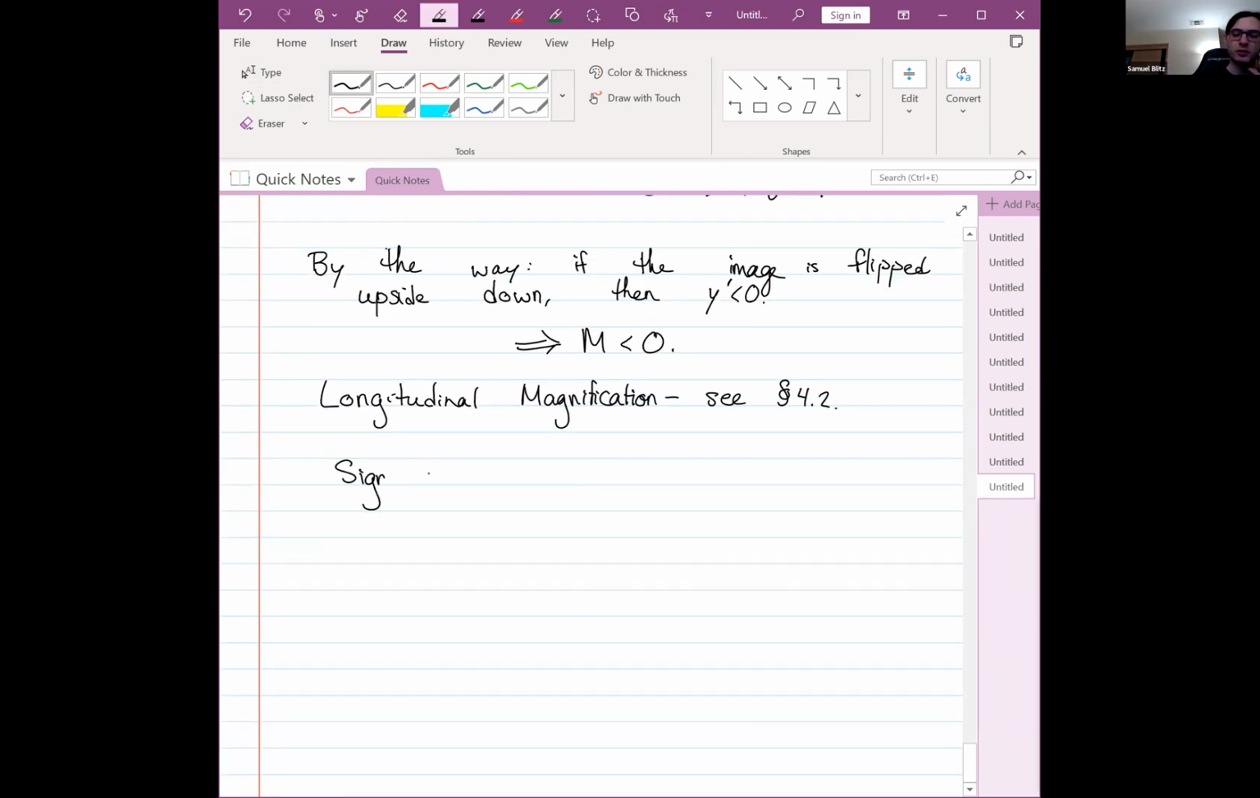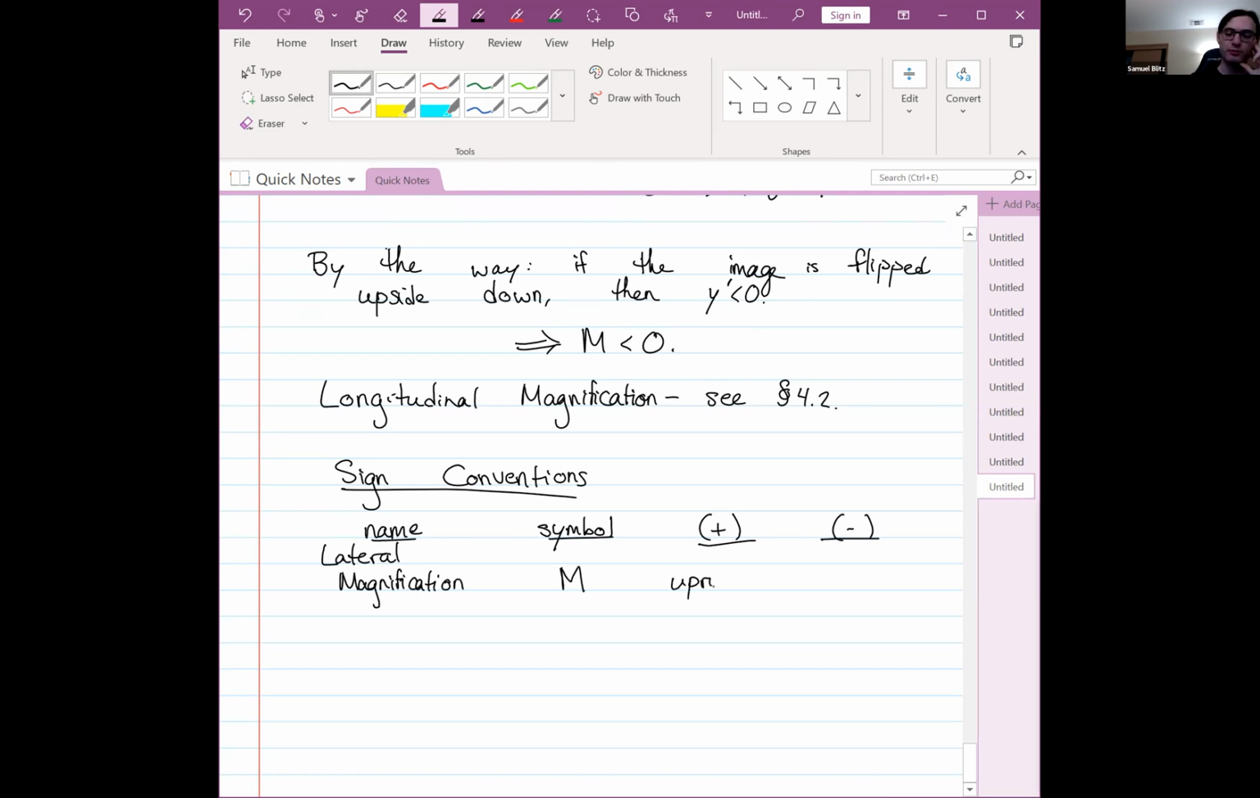So add to your table. I'm not going to rewrite the whole table because part of it's already there. So the next thing on our sign convention, we have name, we have symbol, we have when it's positive, and we have when it's negative. So the name here is lateral magnification. The symbol, well, we already know that, it's M. And it's positive when the image is upright, when it's oriented the same way as the object. And it's negative when the image is inverted. Okay, that's just another sign convention. It's useful to know.